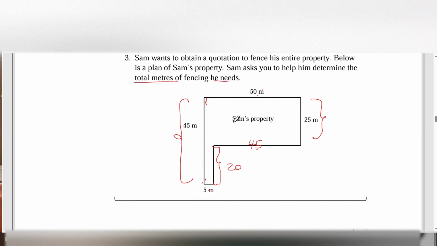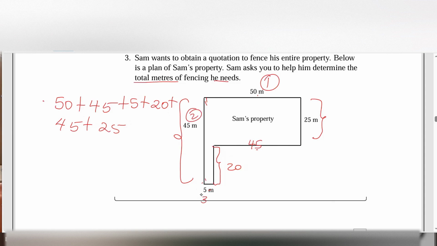We need to plus up now what we found. It's going to be 50 plus the 45 plus the 5 plus the 20, and then plus now this 45 again, and then the 25. So it's 1, 2, 3, 4, 5, and 6 sides.